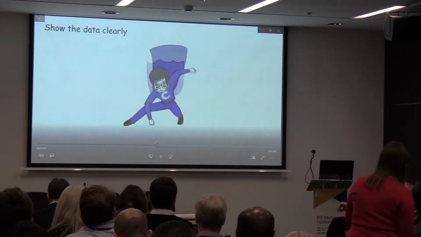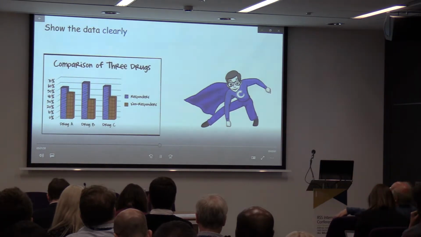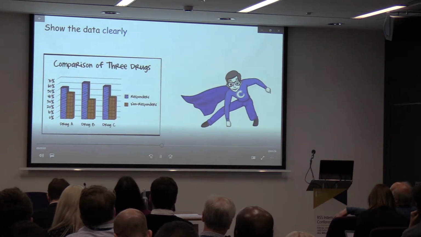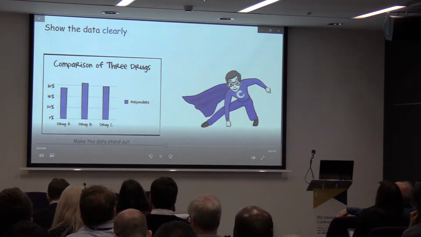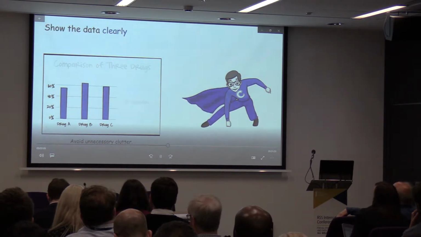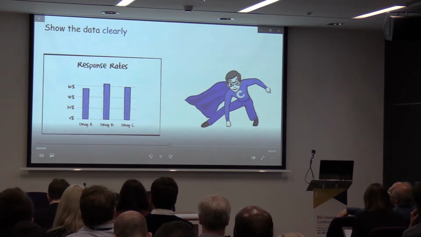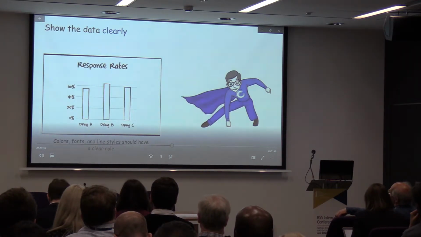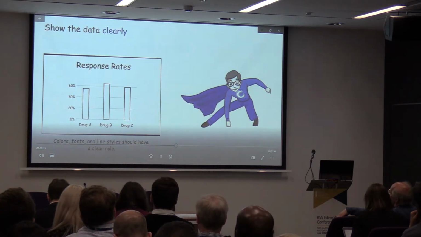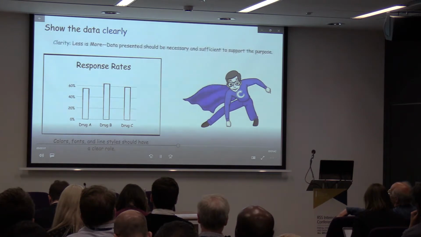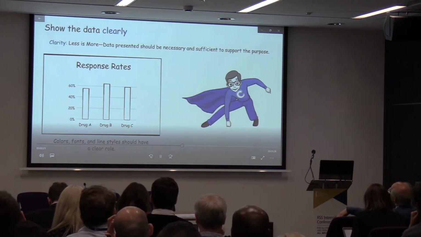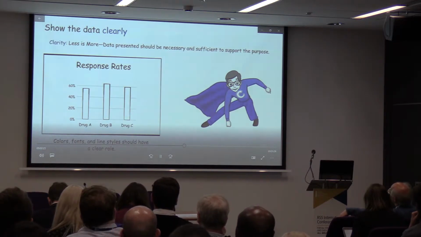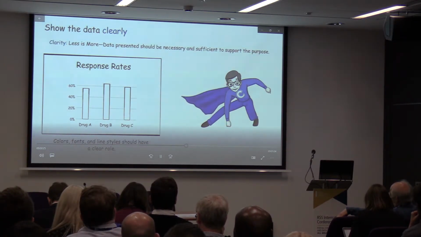Show the data clearly. Simplify your graph as much as possible. Use less ink and more white space. Make the data stand out. And avoid unnecessary clutter. Symbols or colors, background, fonts, line styles, and annotations are noise unless they have a clear role. Less is more. The data presented and the choice of display should be necessary and sufficient to support the purpose.